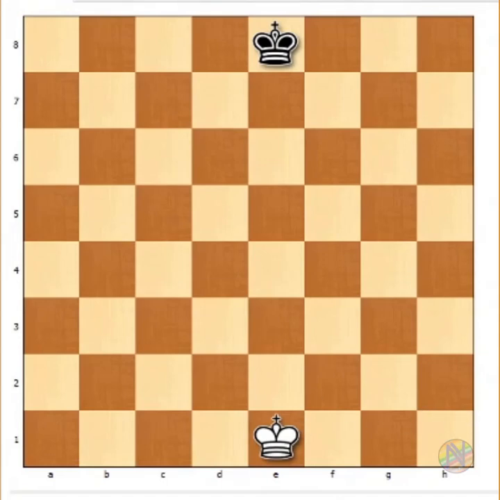So let's start. First of all, before setting the board, you always notice that the light square must be on the right hand side of you, whether you are a black player or a white player.